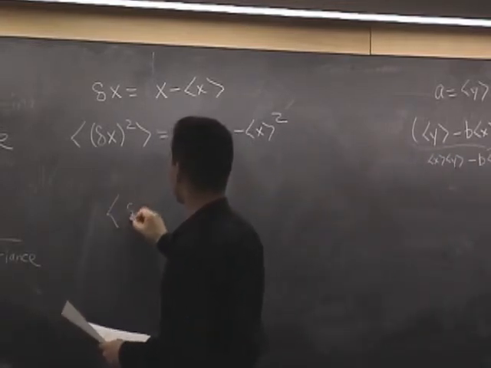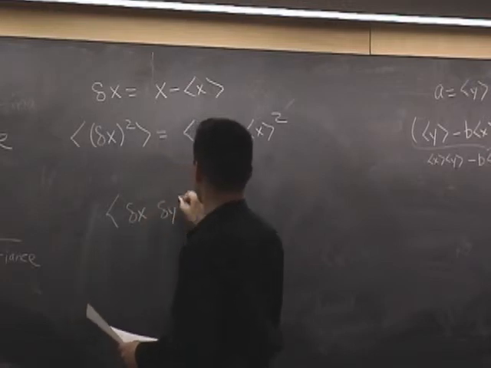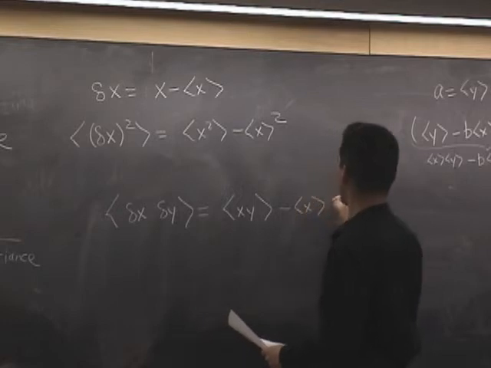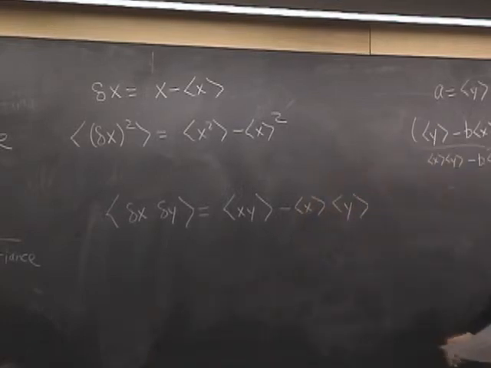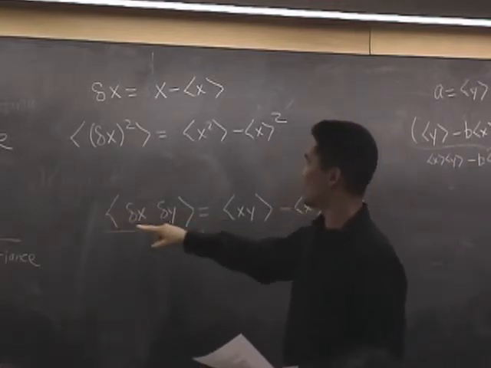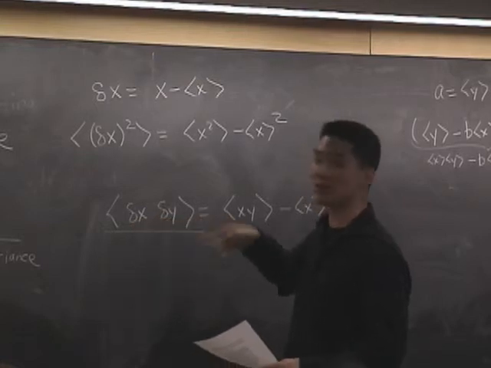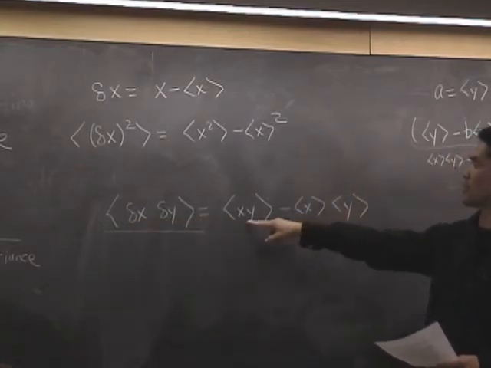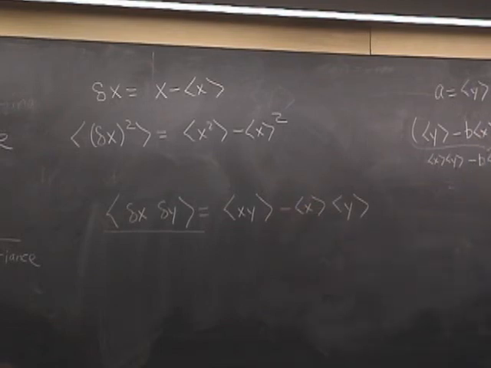Now similarly, one can show the following. I'm leaving this as an exercise, using those formulas, to show that the correlation of delta x and delta y is equal to the covariance of x and y.